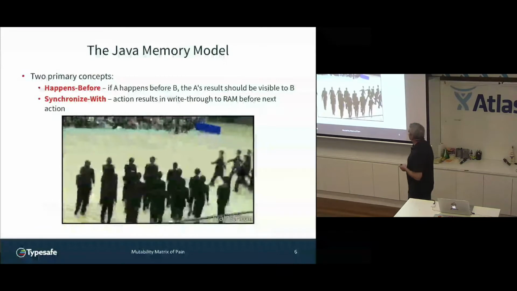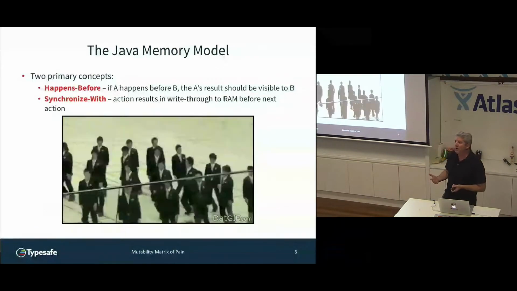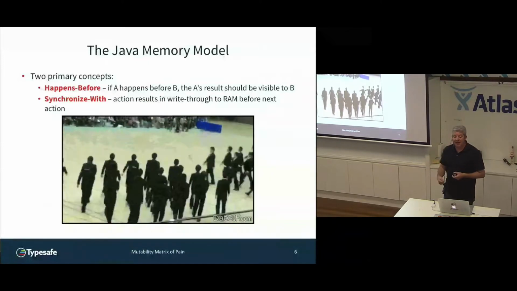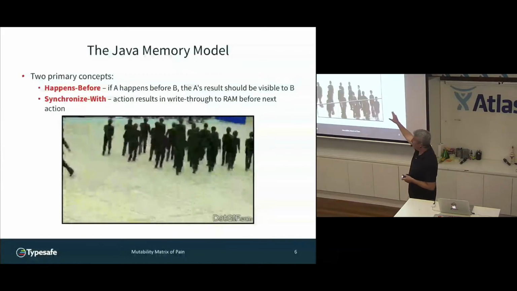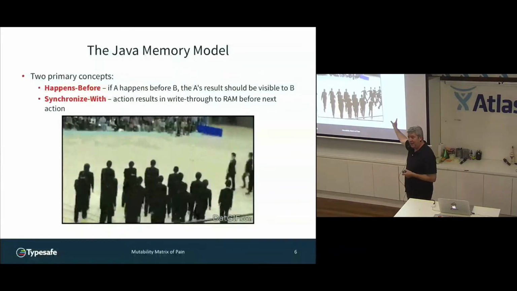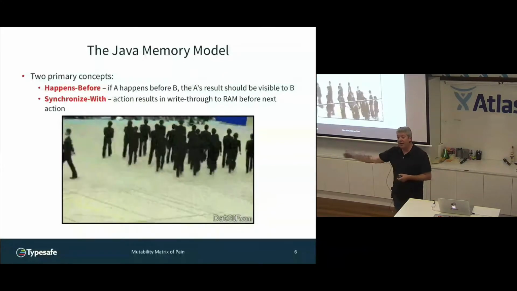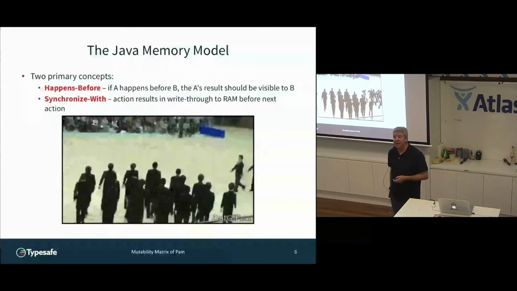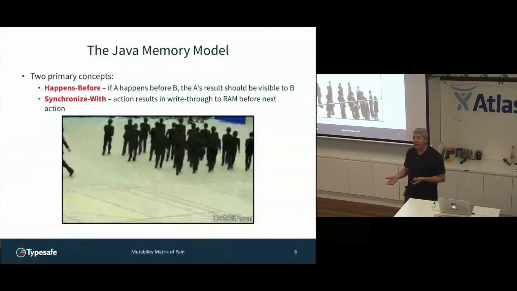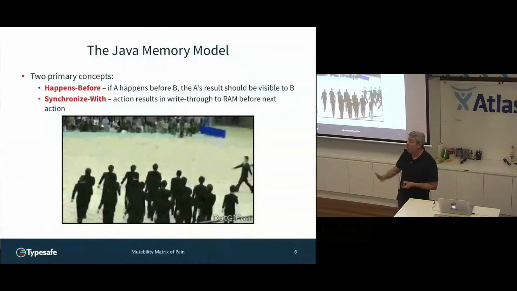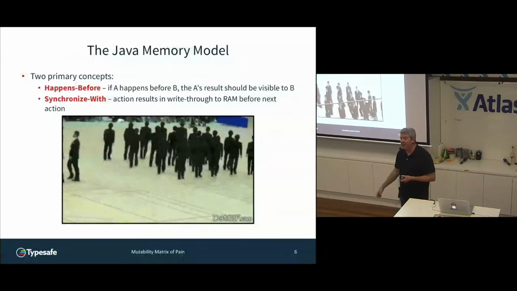So there are two primary concepts inside the Java memory model. And one is this concept of happens before, right? That if I do something, I have a guarantee that it happens before something else. If A happens before B, A's result should be visible to B. So this is about if I have a thread executing and it does work, I have to make sure that another thread executing can see the changes it's making when it needs to, right? And then I have synchronized with. The idea that whenever I do something, I may have to push it all the way back to main memory to make sure that it's synchronized across all of the threads that may need to see this.